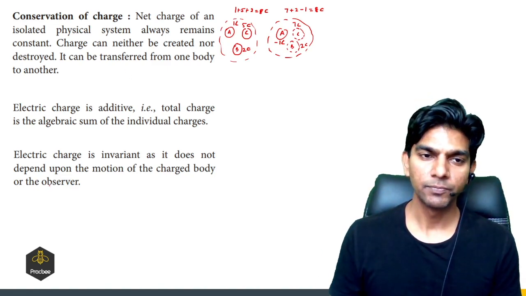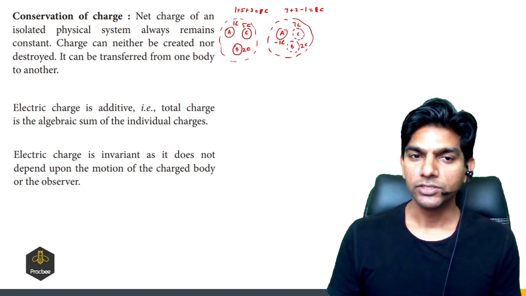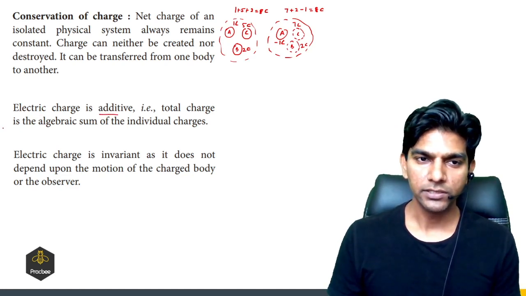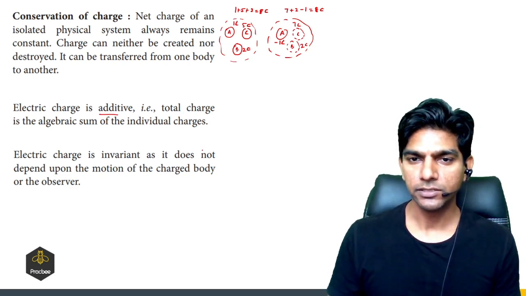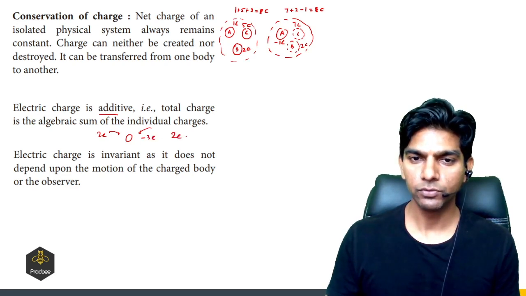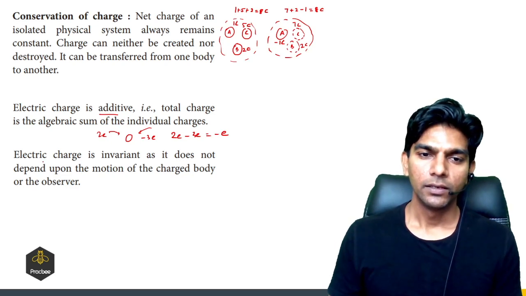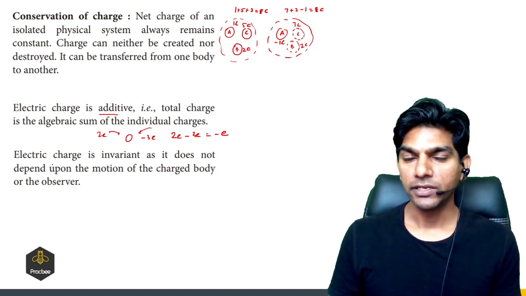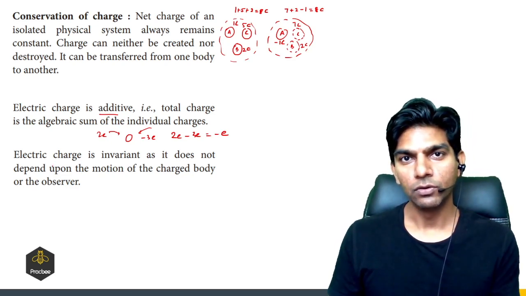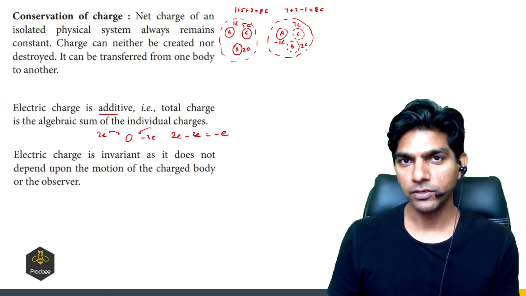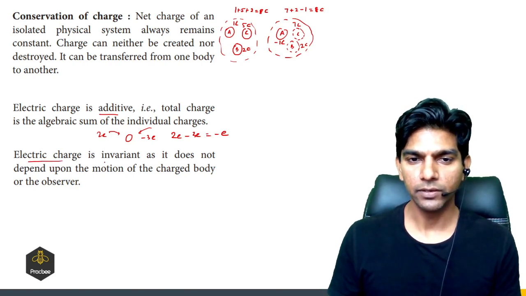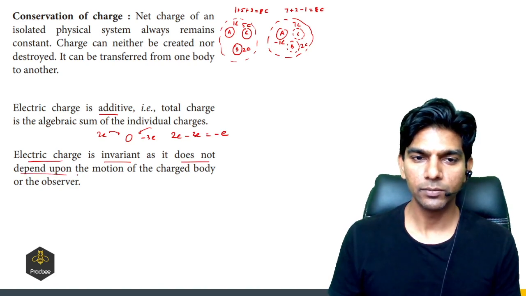So do remember this. Next, electric charge is additive, and the total charge is the algebraic sum of the individual charges. So if there is a body, if you give 2e and you give minus 3e, then the total charge will be 2e minus 3e, which is minus e. So that you should remember. An electric charge does not change if a particle is moving or is at rest. It does not depend upon the state of the particle, right? So electric charge is invariant as it does not depend upon the motion of the charged body or the observer.